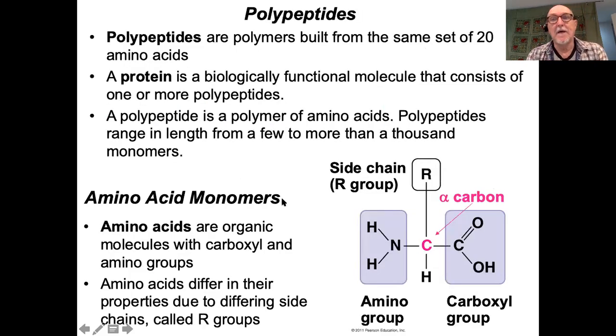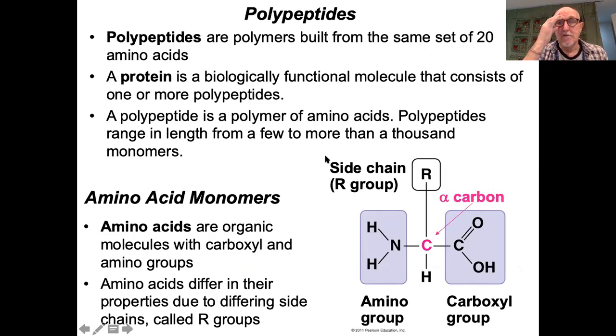So let's have a look at how proteins are actually made. Again, don't freak out when you see things like this. I don't expect you to remember all of the structure. I put it there for a reason, and I'll explain it in simple terms.